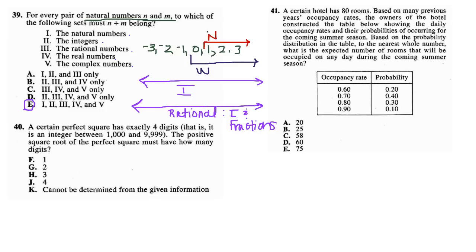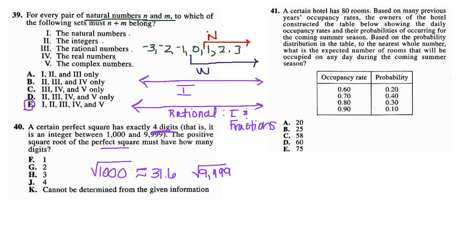Number 40 is a great calculator problem, and I encourage you to do this one on the calculator to save yourself some time. You have a perfect square that has exactly 4 digits. So it's saying, well, the square root has to have how many digits? Well, if you take the square root, let's start at the bottom end. The square root of 1,000, you're going to get roughly 31.6.